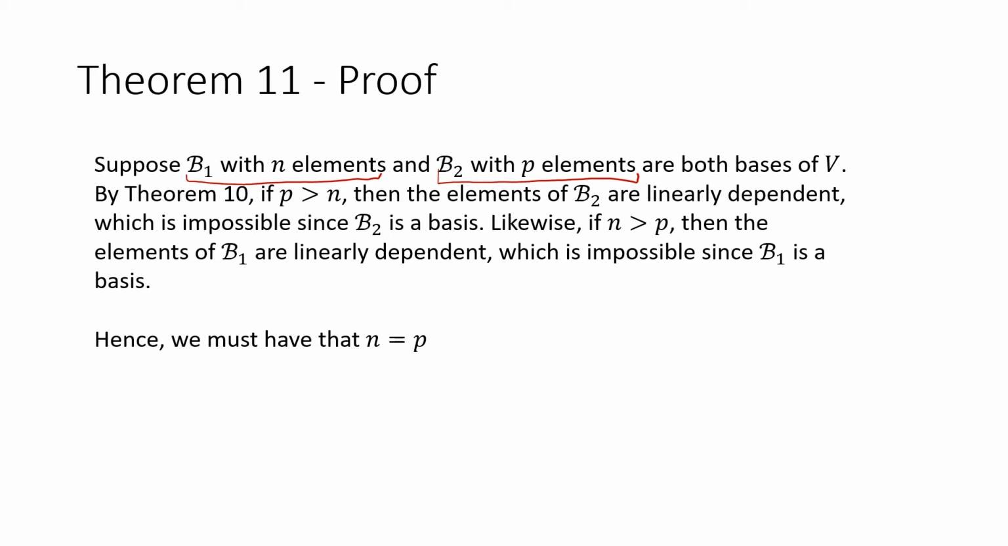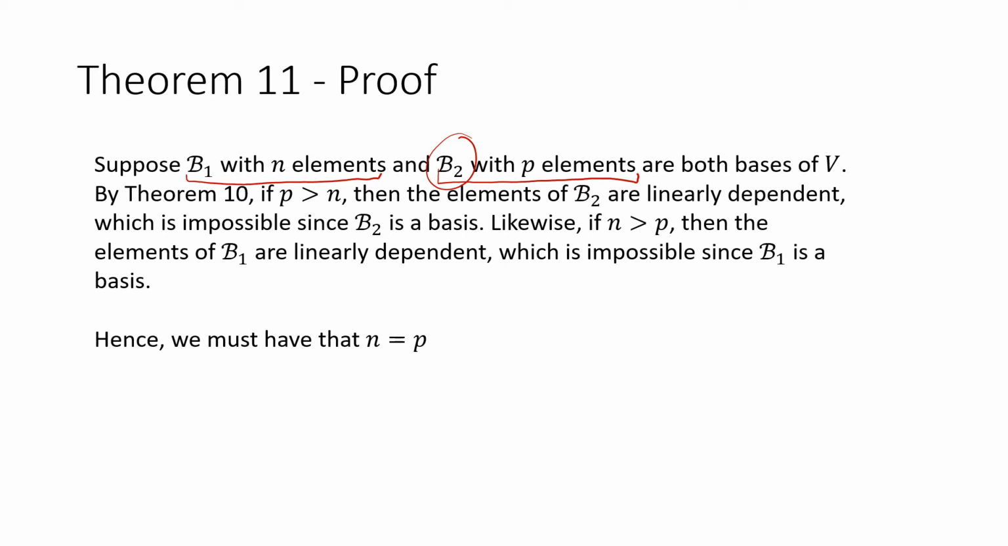From the theorem we just saw, if p is bigger than n, then the elements of our second basis, if there are more elements in there, are automatically linearly dependent. What does that mean? That means it's not a basis, because the elements of a basis have to be linearly independent. So right away, if the second basis is bigger, then it's linearly dependent, so it can't happen. So it has to be no bigger than the first one.